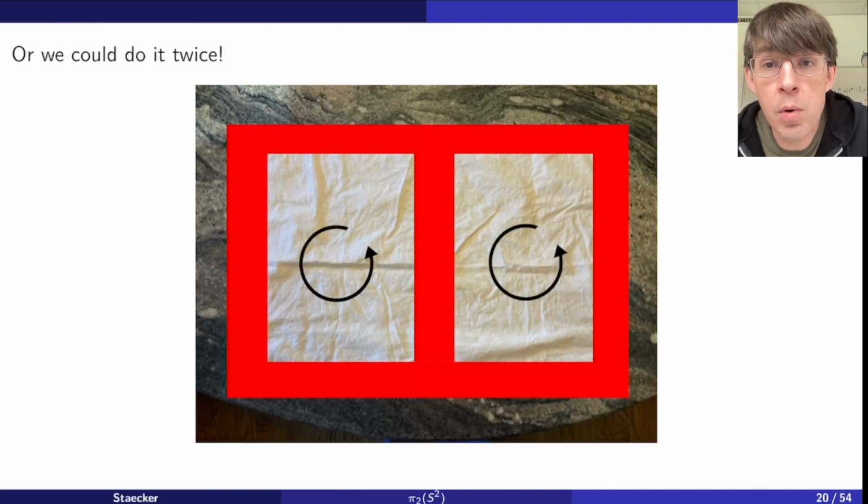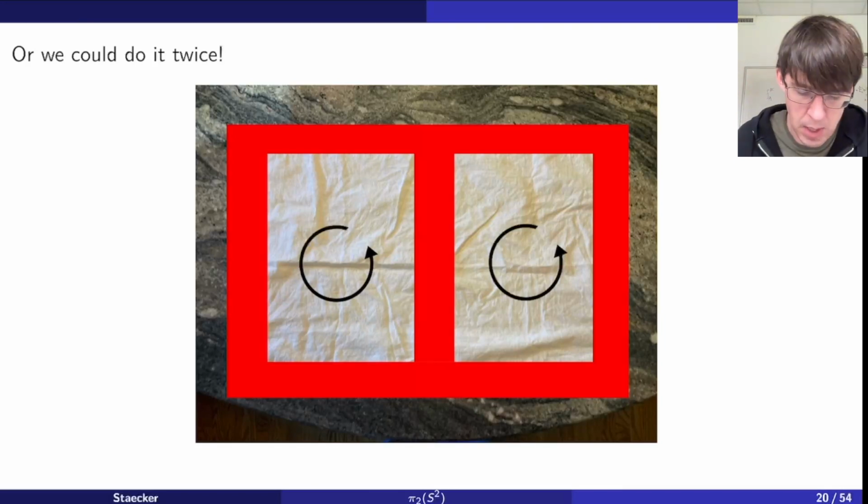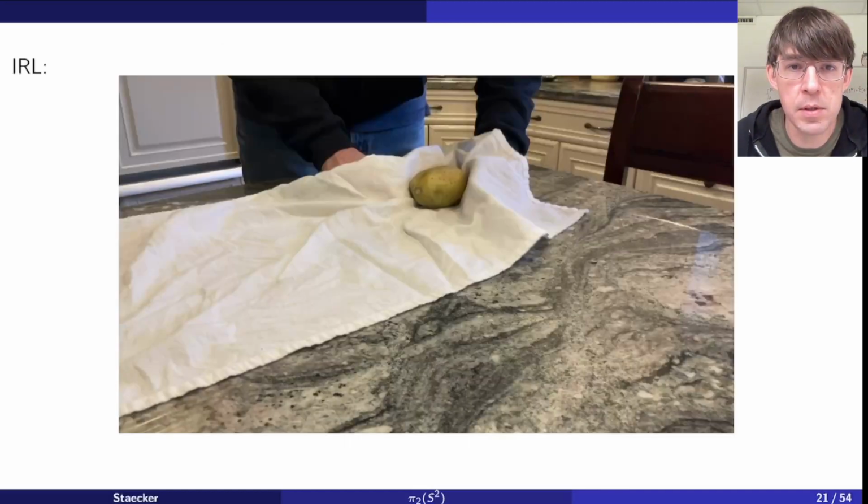You could also wrap it up twice. So there's more than one way to do this. It's not just the normal way or the inside out way. You could also do something like this. This means you wrap it up twice. This would look something like this.